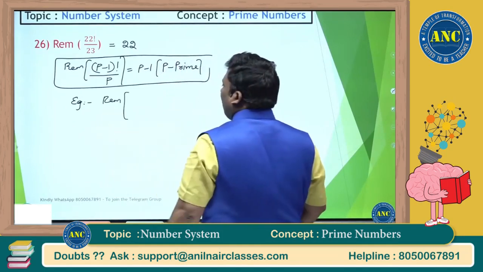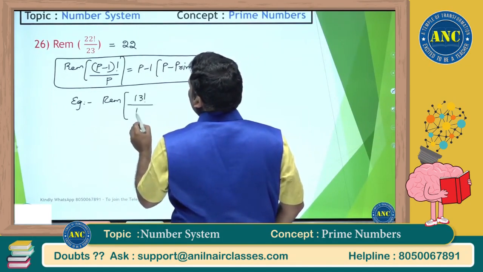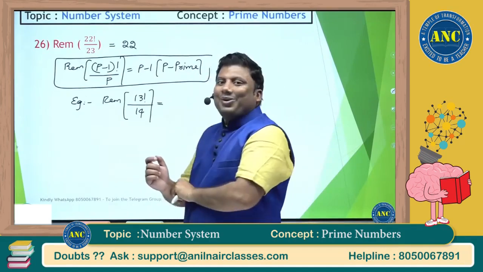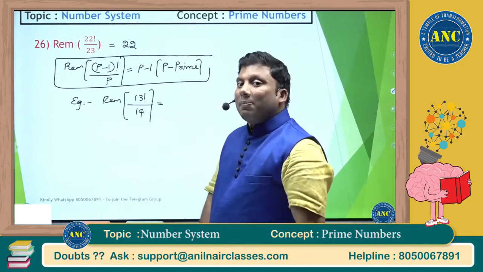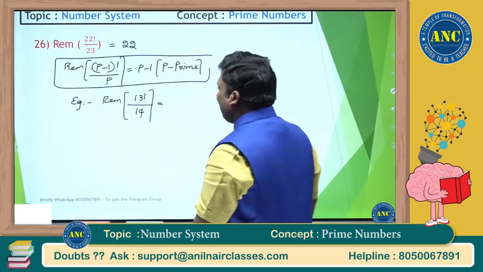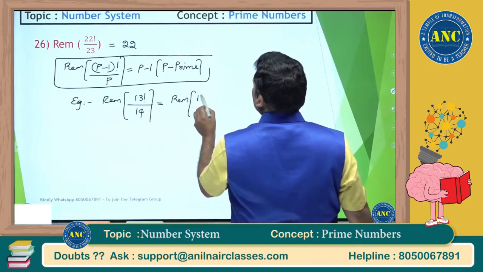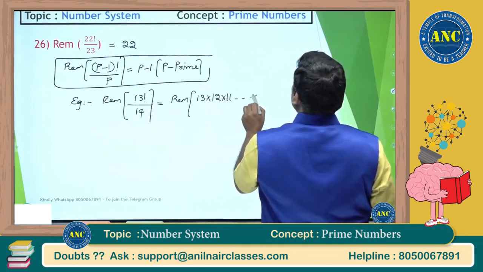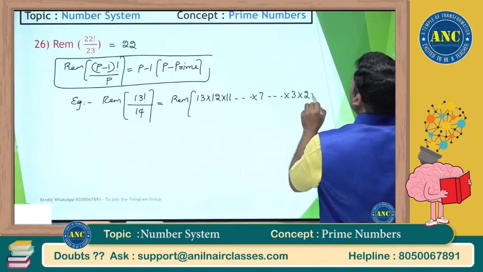Remainder 1, 13 factorial divided by 14. We did (P minus 1) factorial by P when P is prime. In a hurry, don't do that here. 14 is composite. So 13 factorial can be written as 13 into 12 into 11 into 7 and so on up to 3 into 2 into 1.